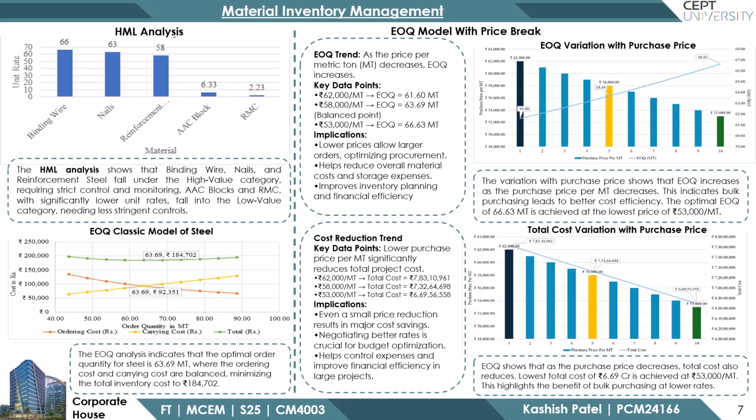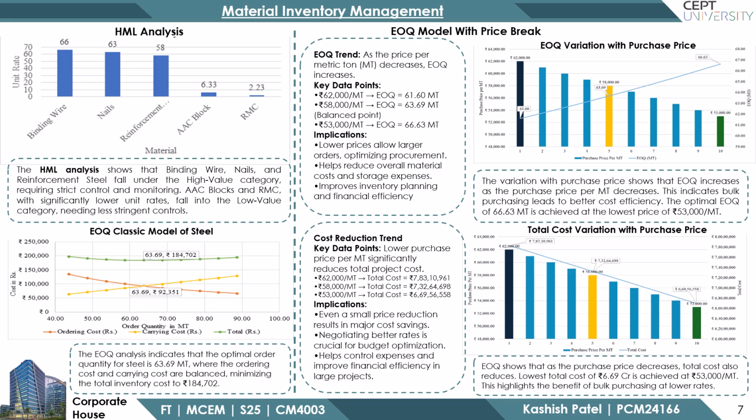Next is HML analysis. Here, reinforcement, binding wire, and nails fall under high value items needing strict controls. Conversely, AAC blocks and RMC, being low value items, are managed with leaner oversight. Cost of items shall be considered for the same unit for HML analysis. Here, all costs are taken per kg for all 5 items. Thus, RMC falls under low value item category.